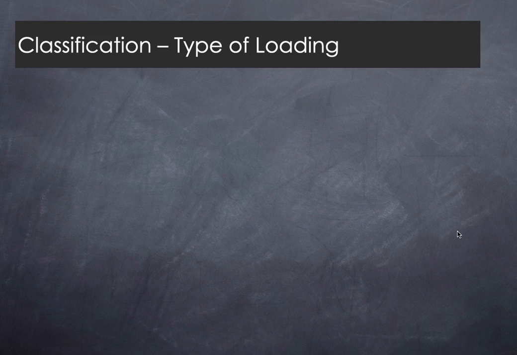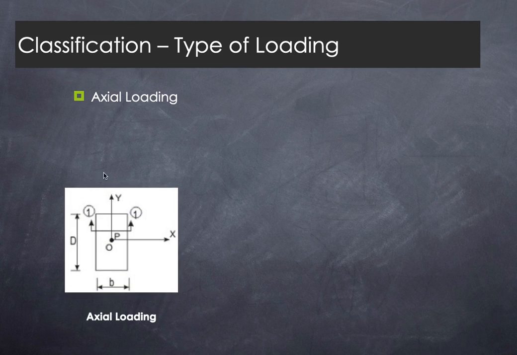Now next we have classification based on how it is loaded. How it is loaded, we have already discussed: it is a compression member and it is subjected to axial compression passing through its longitudinal axis. This is a cross section and this is the location of the centroidal axis. When the load P, the force, is passing through its longitudinal axis, this is called an axially loaded member, but this is absolutely a theoretical case.